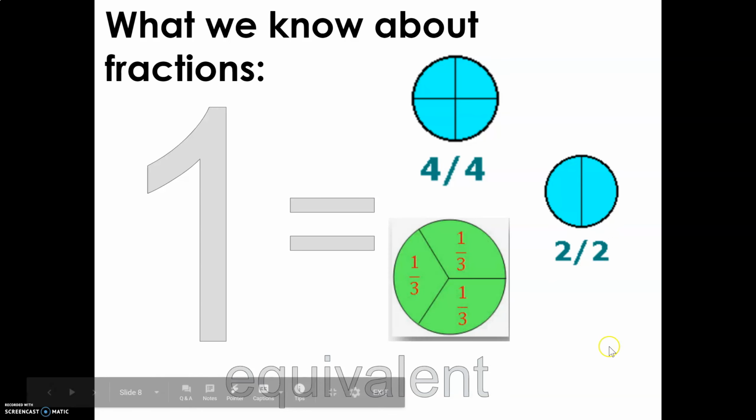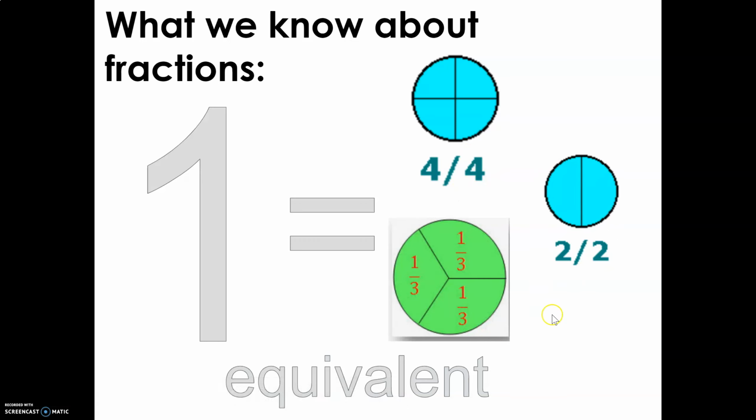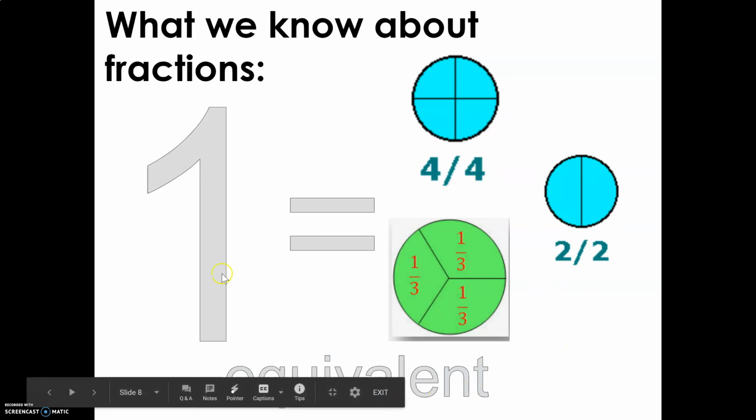So here are some examples. 1 whole is equivalent to 4/4, 2/2, 3/3. Numerator and denominator should be the same to be equivalent to 1 whole.